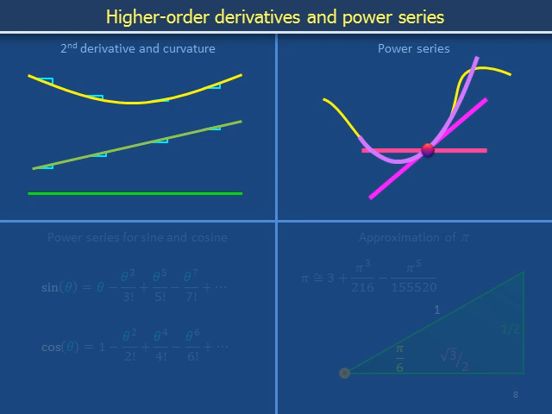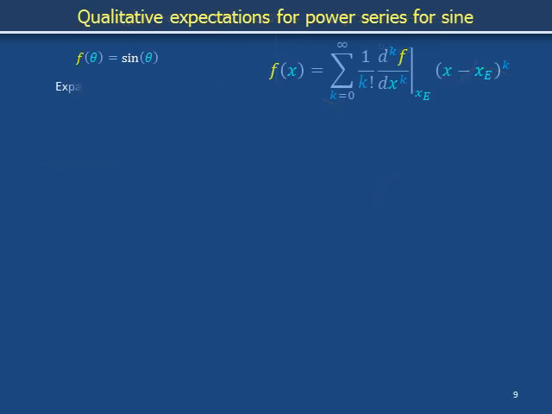In the previous two videos, we developed a conceptual foundation for understanding power series representations and approximations. In this video, we apply this knowledge to obtain a power series representation for the sine function. We let f of theta equal sine of theta, and we choose theta e equals 0 as our expansion point.